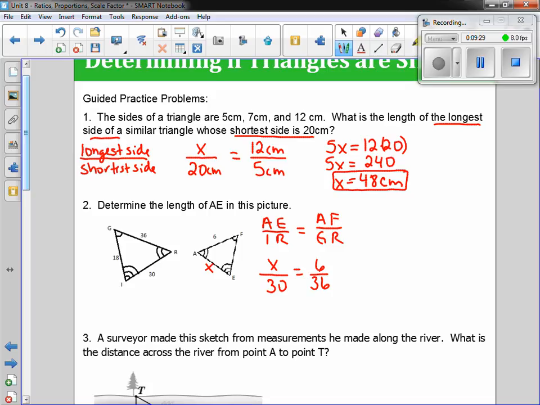We are now going to do our cross multiplication. So we have 36x is equal to 6 times 30. 36x is equal to 180. And therefore, when we divide by 36, we find out that x is 5, which means that side AE is equal to 5.